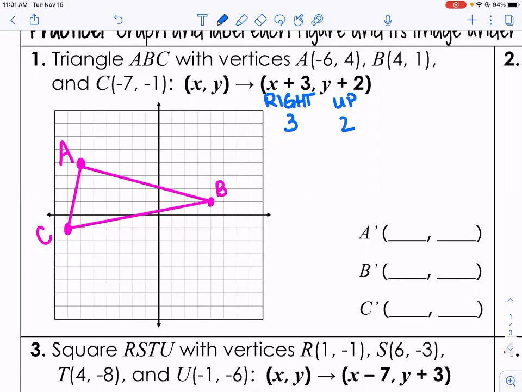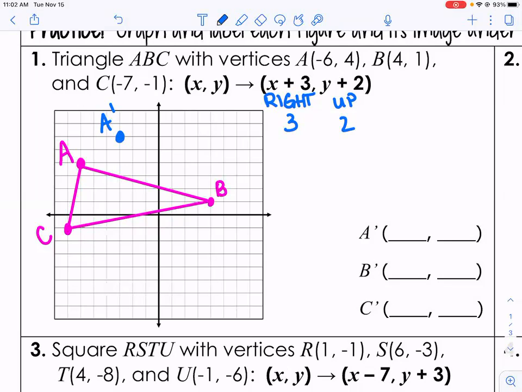Okay. We are literally going to take each point and we're going to move right 3 and up 2. So let's talk about point A right here. Let's move right 3 and up 2. And we're going to name it A prime. So that's a prime mark, like Amazon Prime, but we'll tick mark. Okay. So I moved right 3 and up 2.